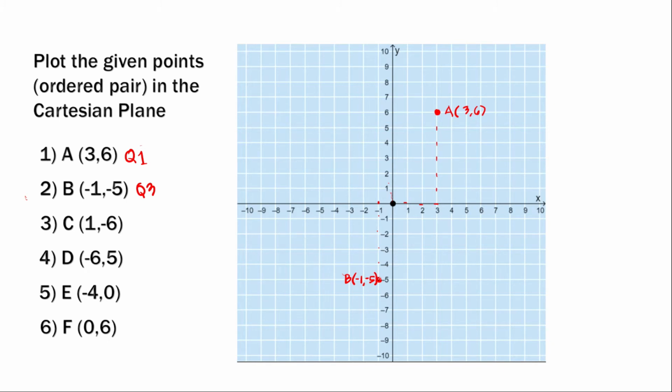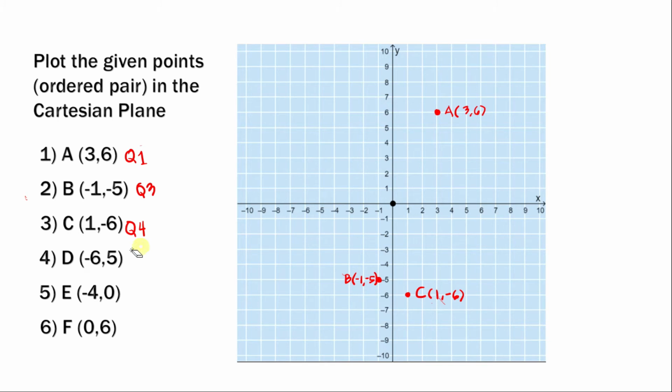Number 3, point C, 1, negative 6, positive for x, negative for y, so that is at quadrant 4. Starting from 0, 0, positive ang 1, so that is 1 step to the right, and then negative 6 for y coordinate, so that is 6 steps going down. 1, 2, 3, 4, 5, 6. So this is point C, 1, negative 6.